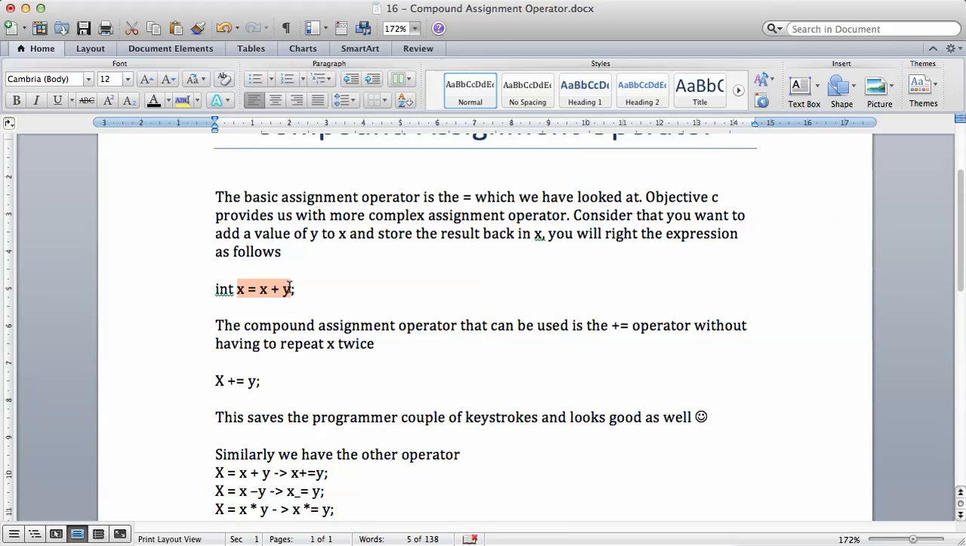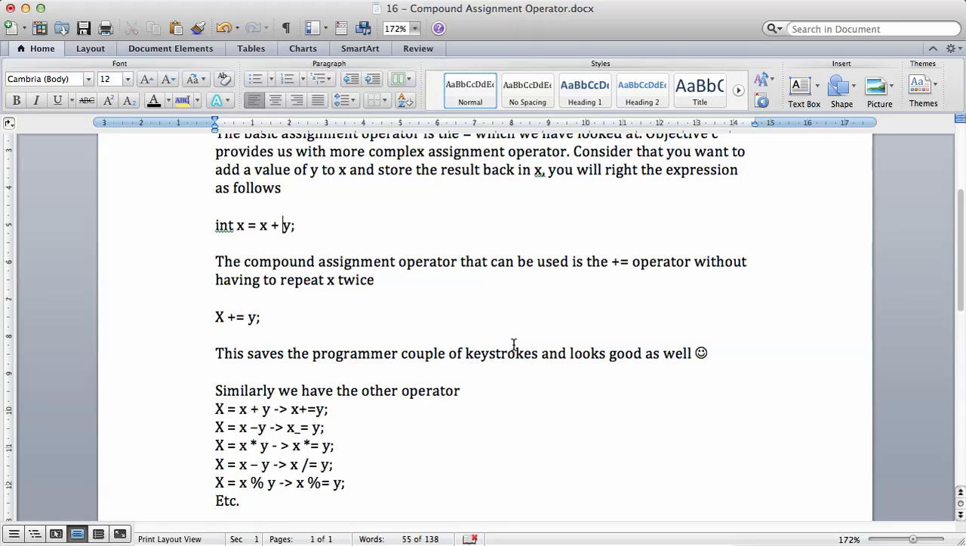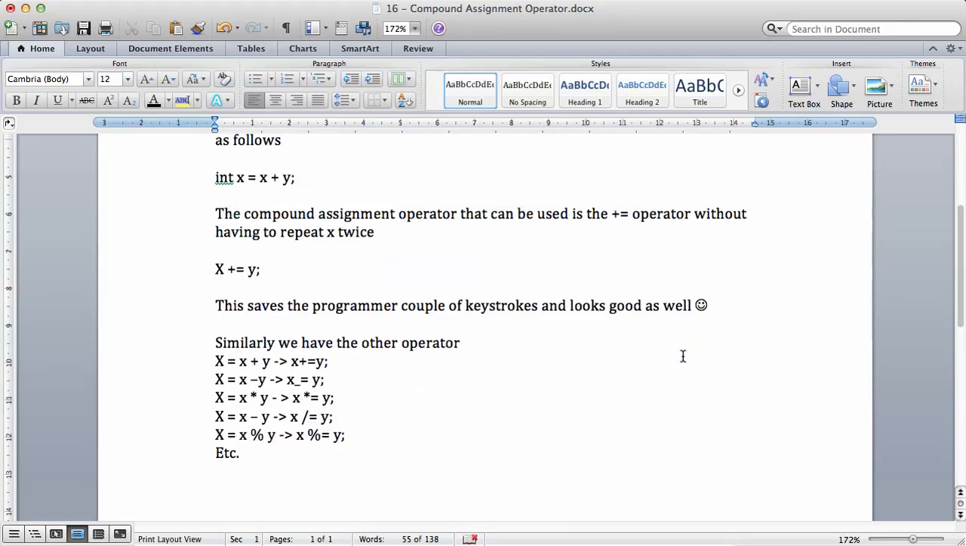You can write it this way, but just to save you a couple of keystrokes, we are able to also write it like this. So instead of saying x equals x plus y, we can say x plus equals y. So it's a shortened form of writing your code. This saves the programmer a couple of keystrokes and it looks good as well.